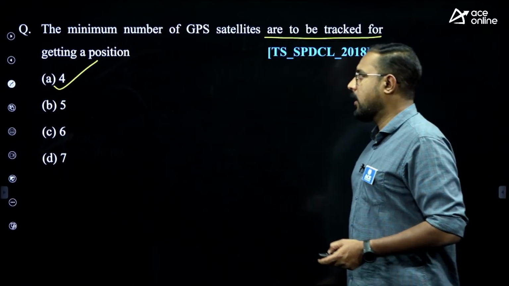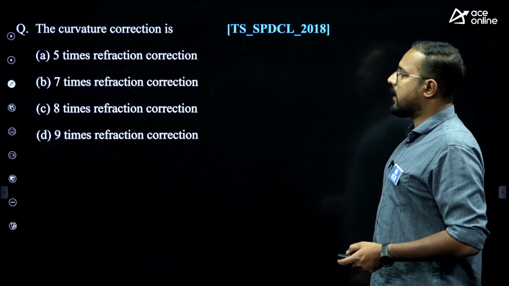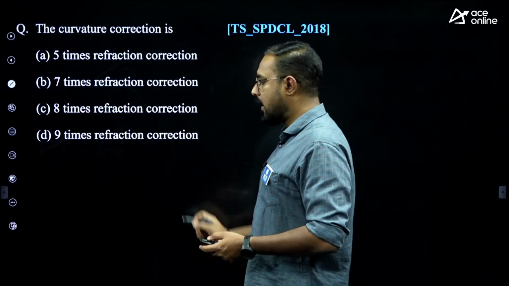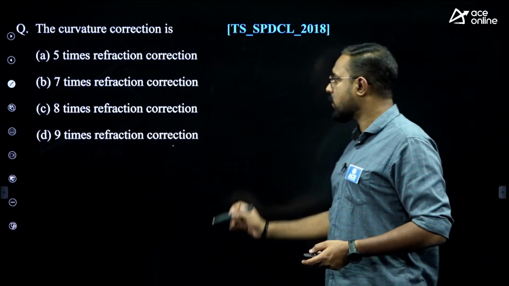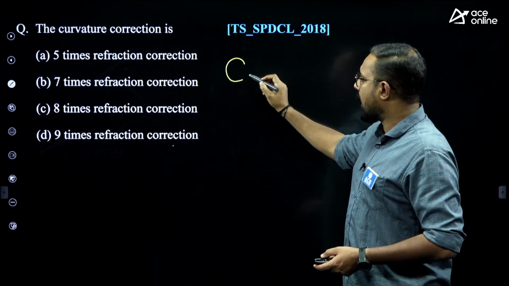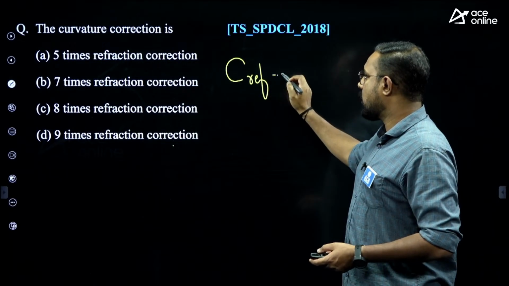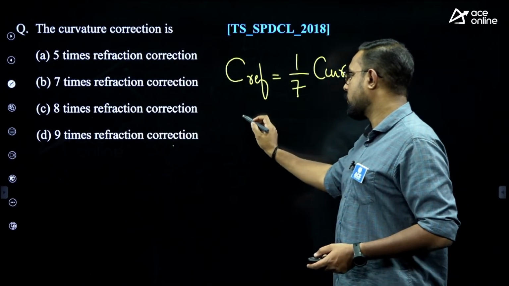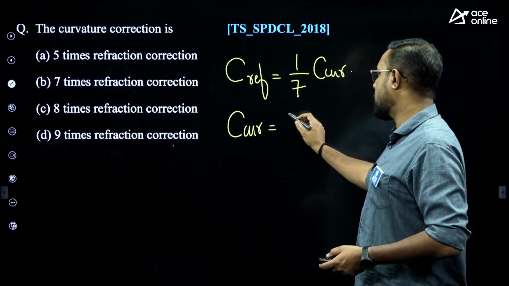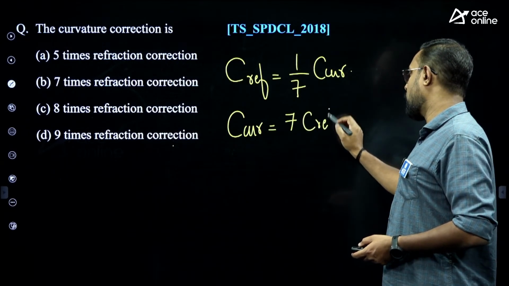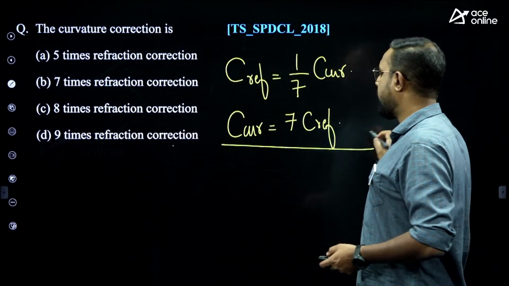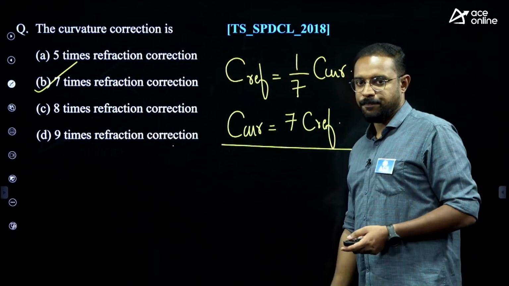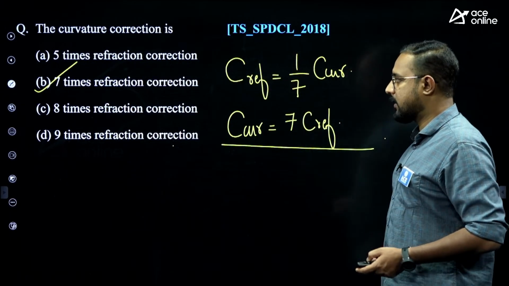Next up, the curvature correction is 5 times refraction correction, 7 times refraction correction, 8 times refraction correction, or 9 times refraction correction. So they are asking you for the relation. Please remember the correction for refraction is numerically equal to 1/7 of the correction for curvature. So the correction for curvature is equal to 7 times the correction for refraction. Option B is the correct answer. Very important discussion in our leveling chapter.